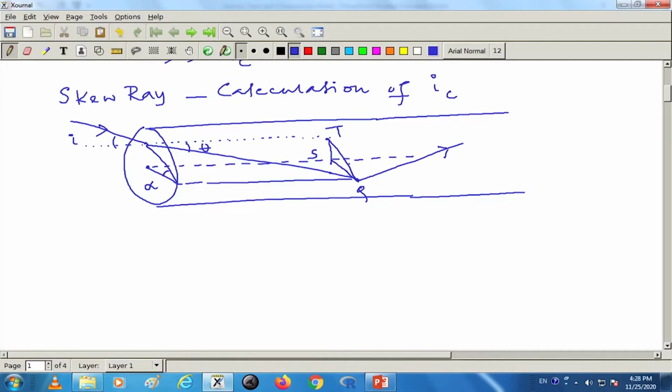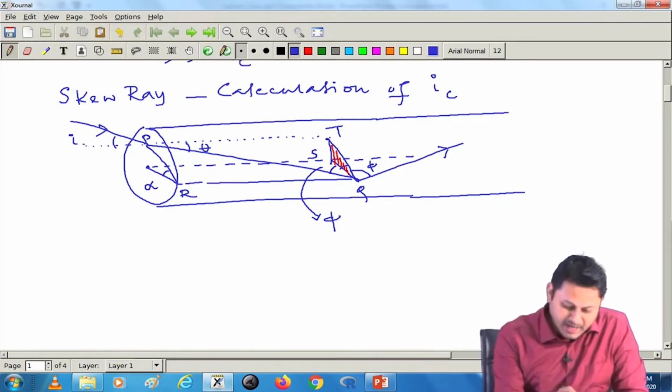This angle, then this angle obviously will be alpha. And suppose this angle is phi, this angle is phi. And it is again reflected, so this angle should be phi as well. Let us put the names here. So this is my P, this is say R, this point is S, T, and I have a piece of a triangle here. Okay.